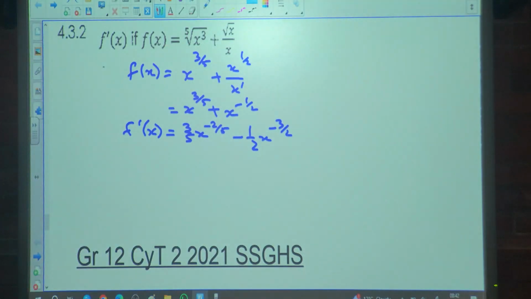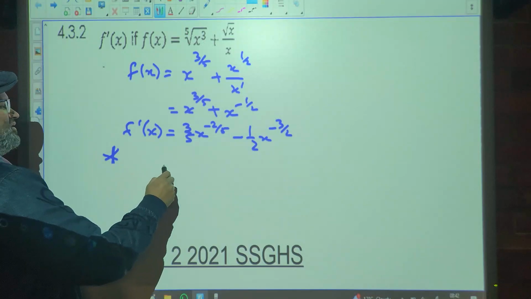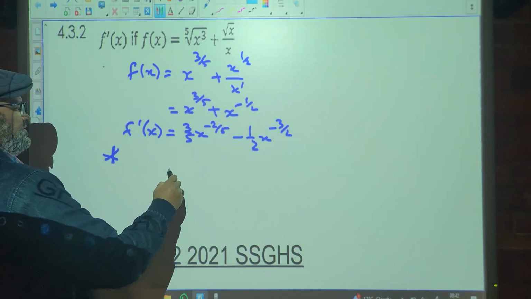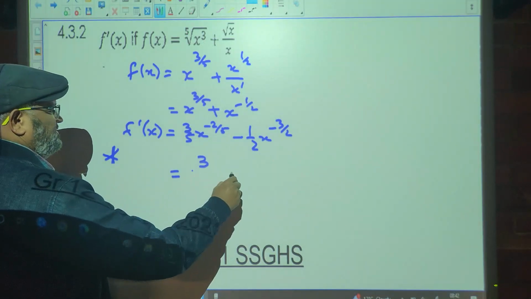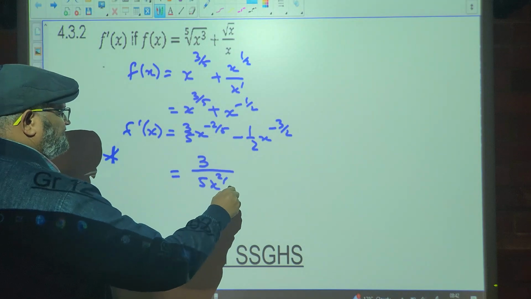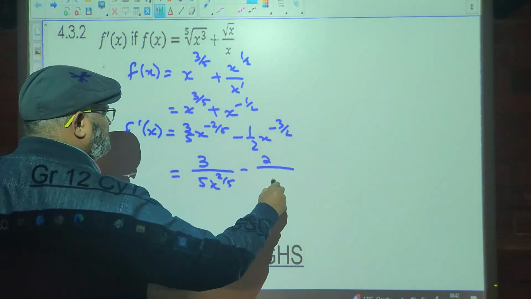If you want, you can write it with positive exponents. The question did not ask for that, but I'm just going to write it anyway. Check if that's correct.